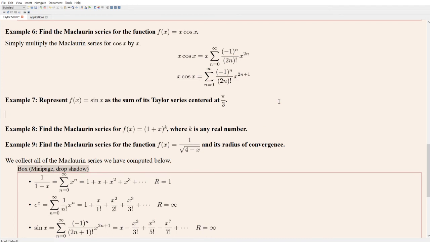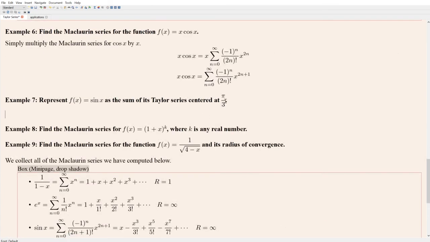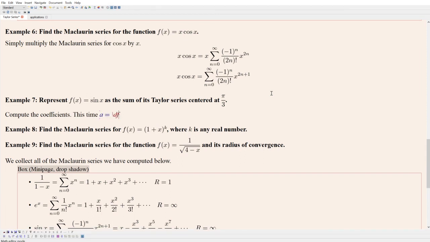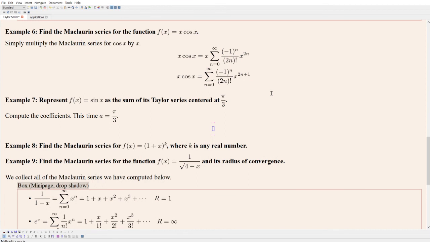Okay. Next, represent sine as the sum of its Taylor series centered at pi over 3. Over here, we found the Maclaurin series, so that's the center point at 0. Now we want the center point to be pi over 3. Unfortunately, there's nothing to be done here but to actually go through the procedure and compute the coefficients again. So this time the center point is pi over 3. Okie dokie. So here we go.